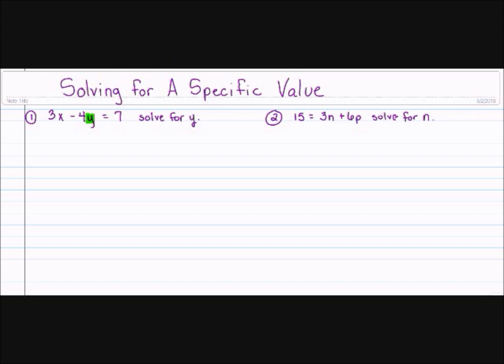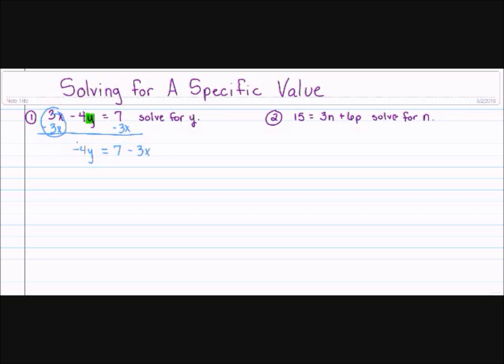I'm going to do any adding and subtracting first. That means if I want my y all by itself, I need to move the 3x over to the other side. I do that by doing the opposite. The opposite of positive 3x is negative 3x. And what I do to one side, I do to the other side. Oops. This creates a 0, leaving me with negative 4y equals 7 minus 3x. I cannot combine these because they're not like terms. One has a variable x and one does not.